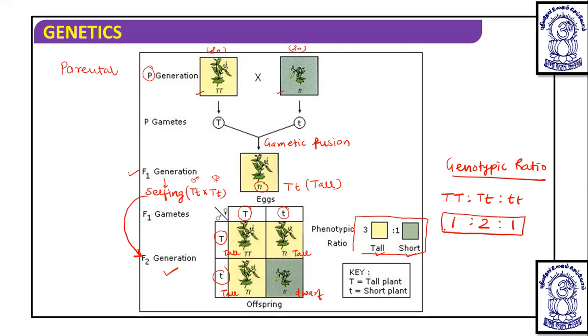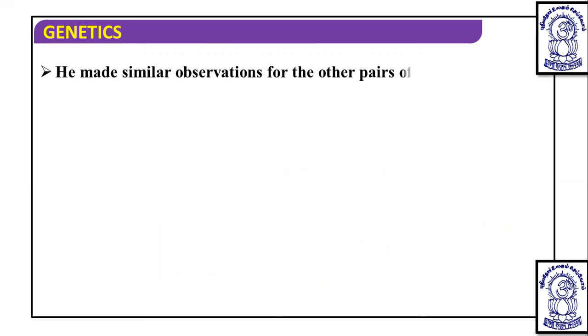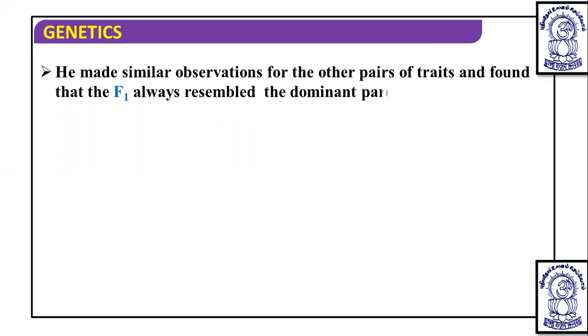Now, we have to understand this in more detail. So let's talk about some of the statements. What he did in this experiment, as we had discussed, he made similar observations for the other pairs of traits. Means we have done a cross with only one character, that is the height. But Mendel used 7 characters. For such 7 characters, 7 different crosses were made. So he made similar observations for the other 6 pairs of traits, and found that F1 always resembles the dominant parent.